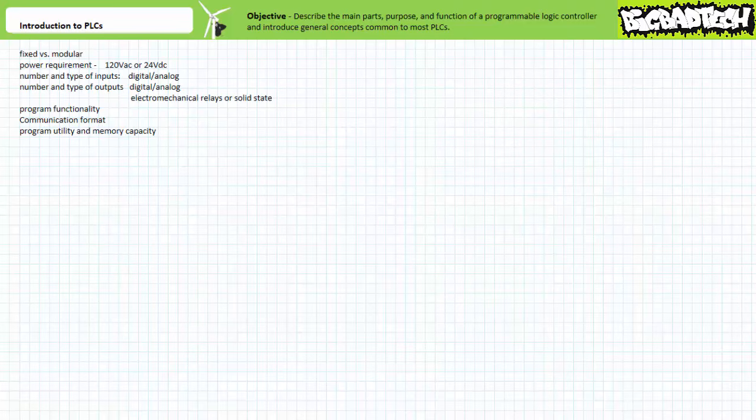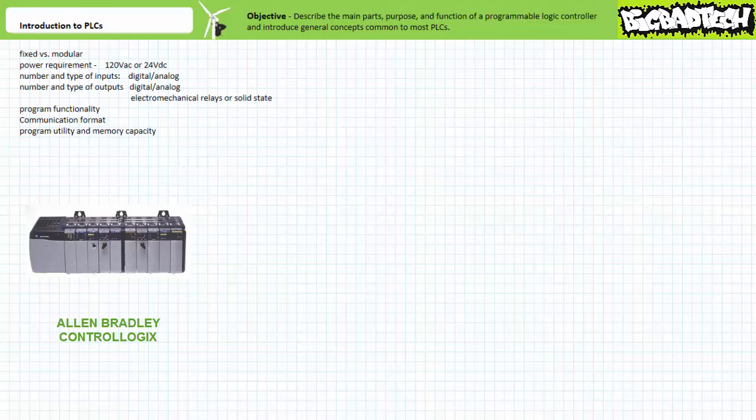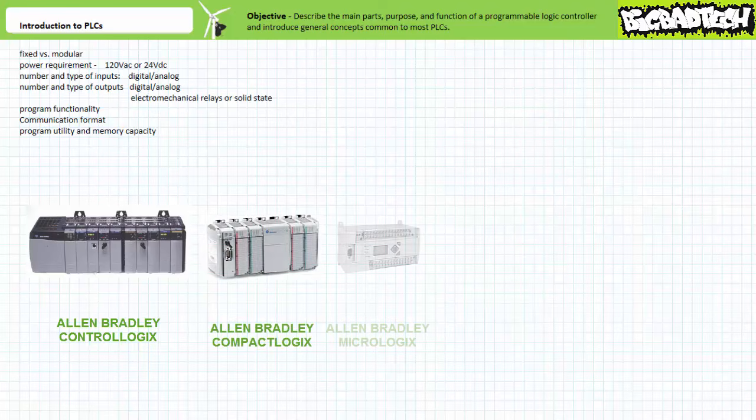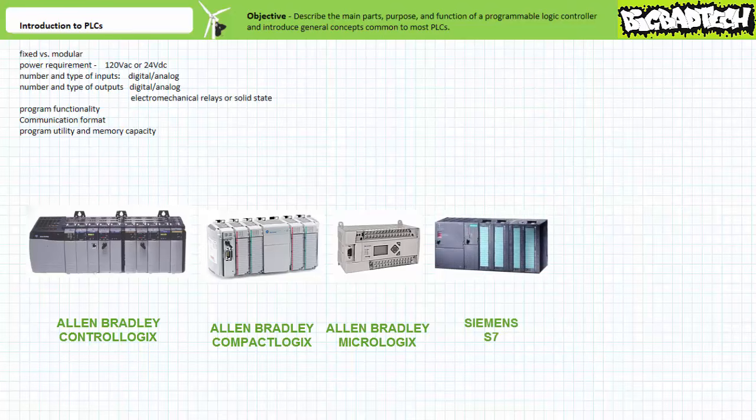The software used to program these devices is also inherently more powerful and expansive than that used to program a small basic fixed PLC. Operations of immense complexity can be coordinated and controlled using an advanced modular PLC. Examples of advanced modular PLCs include the Allen-Bradley ControlLogix, CompactLogix, and MicroLogix series, the Siemens S7 family, and the AutomationDirect Click series.